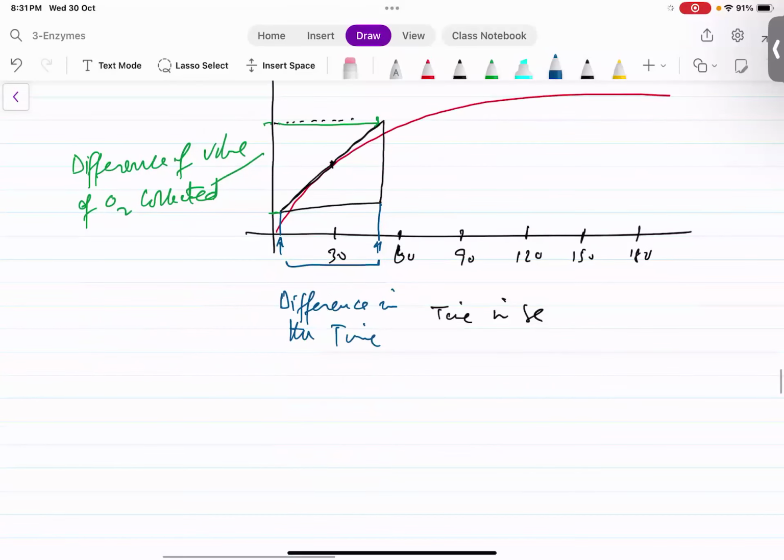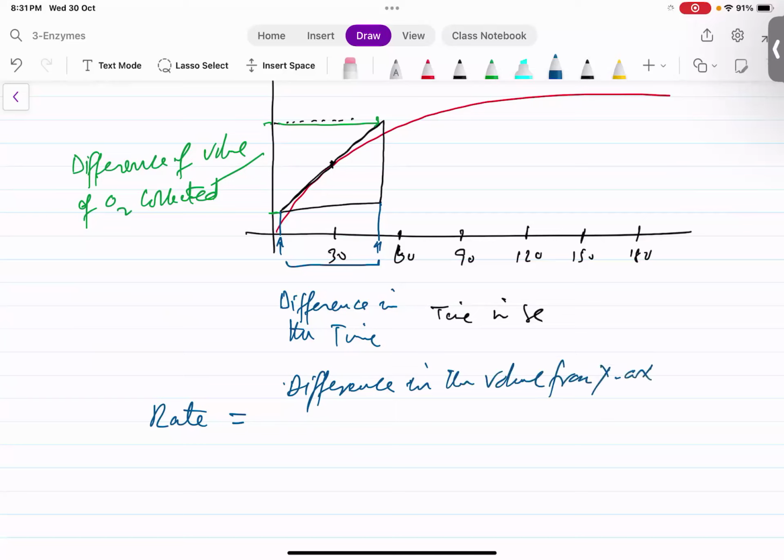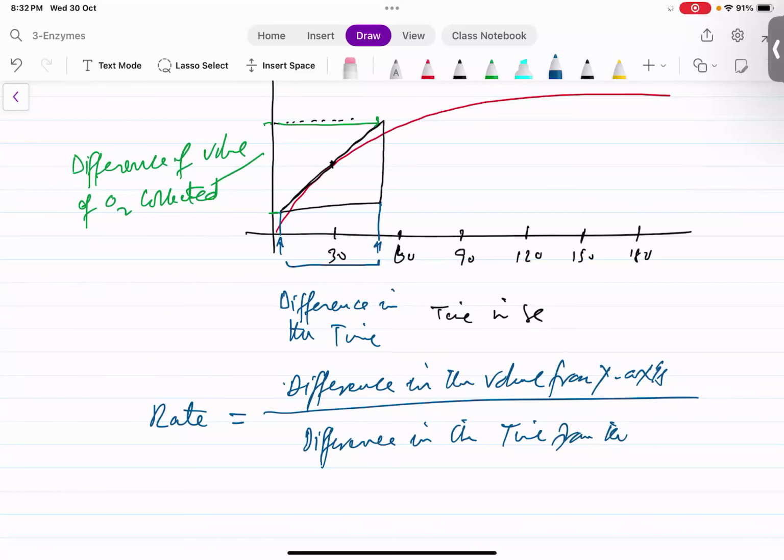and rate can be calculated as difference in the volume from y-axis divided by difference in the time, the x-axis. Okay, that would give us the initial rate actually.